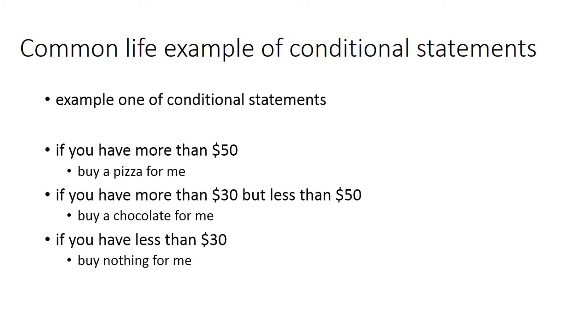So here in this example, someone is asking another person that if he has more than $50, he should buy a pizza for him. And if he has less than $50 but more than $30, then he can buy a chocolate for you. Otherwise, if he has less than $30, then he shouldn't buy anything for you.